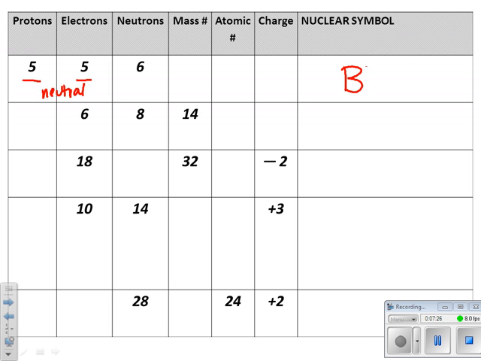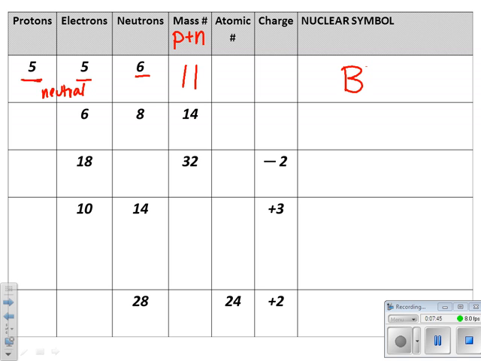Then we see our neutrons is 6. Now it wants to know the mass number. Well, you got to think back to your formula when you're looking for mass number. That is going to be your protons plus neutrons, okay? So if we've got 6 neutrons, 5 protons, then that's going to give us a total of 11 for our mass number, okay?